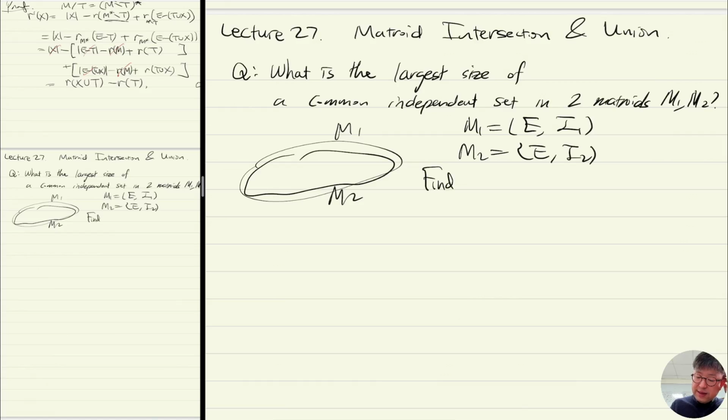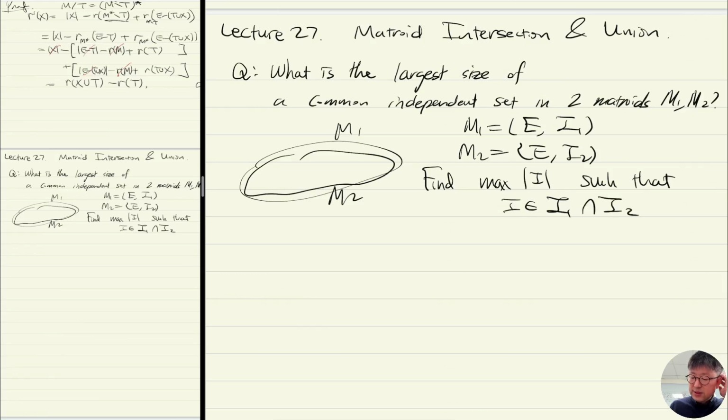So we want to find the maximum size of I such that I is in the intersection of these independent set families. So this is the goal, and here's an easy bound.